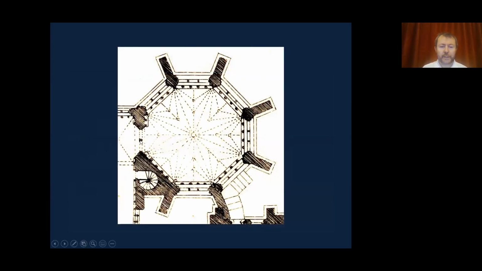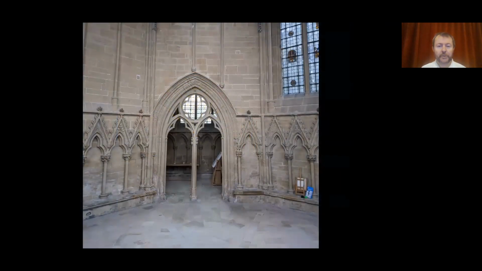Now here is the doorway into the chapter house. You can see it's off center. This dark area here is the pillar between the two doorways into the chapter house. Here's an image of it. So you can see there's the doorway that's off center, and here's one seat on the same wall as the doorway. Now this is actually what creates the lunar angle.